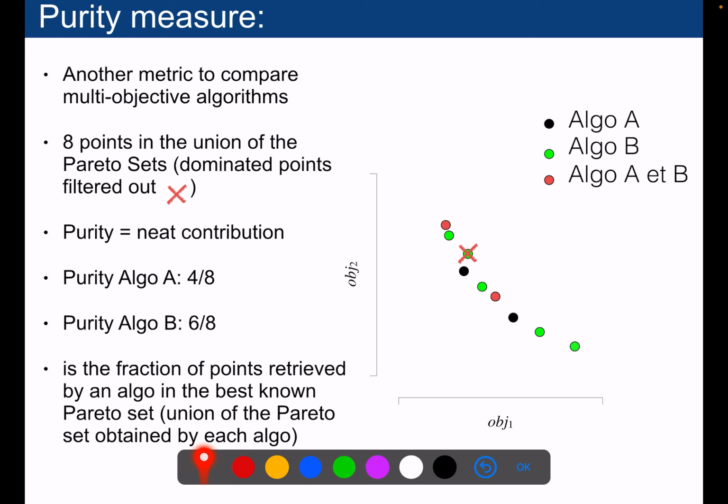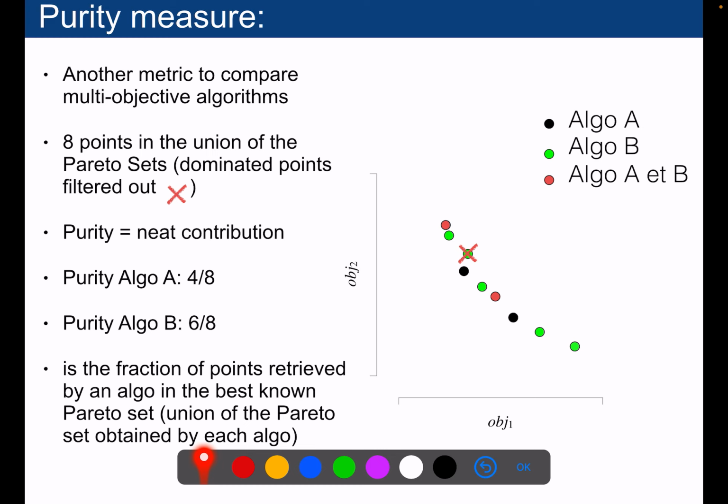So we have the points in black that are found by algorithm A. In green, these are the ones that are found by algorithm B only, and the ones in pink or in red are the ones that are found both by algorithm A and B. Which algorithm is the best? You take the union of all the points, and then you will remove the points that are dominated. So this one is dominated by the black one, so we remove it.